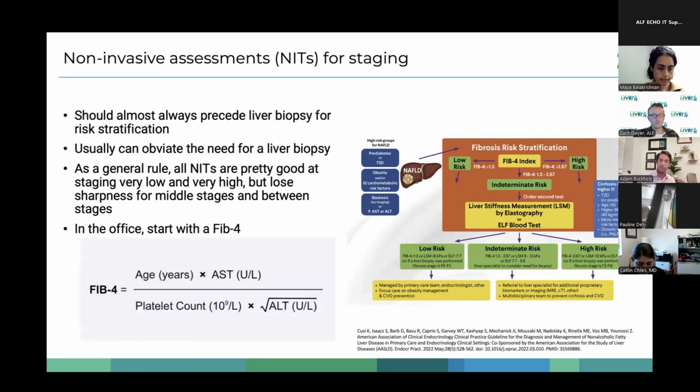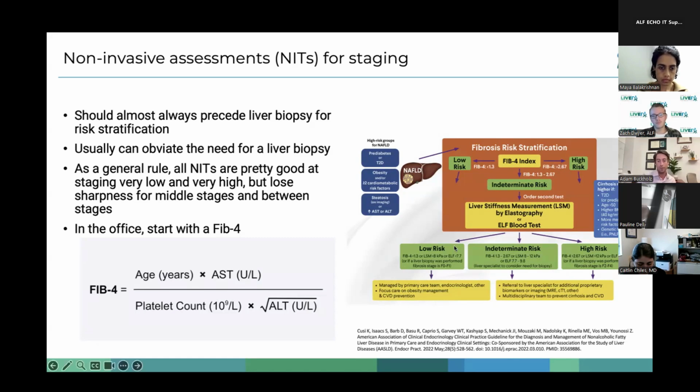FIB-4 is a fairly simple calculation, uses standard laboratory values, and essentially is the ratio of AST and ALT relative to the platelet count. So as the ratio of AST to ALT goes up, so too will the FIB-4. Additionally, age is contributory, and as platelet count goes down, FIB-4 will go up.